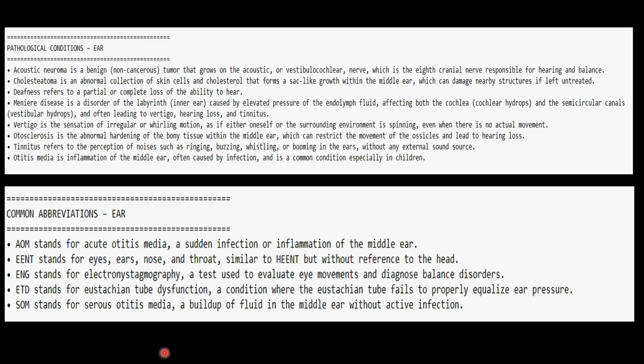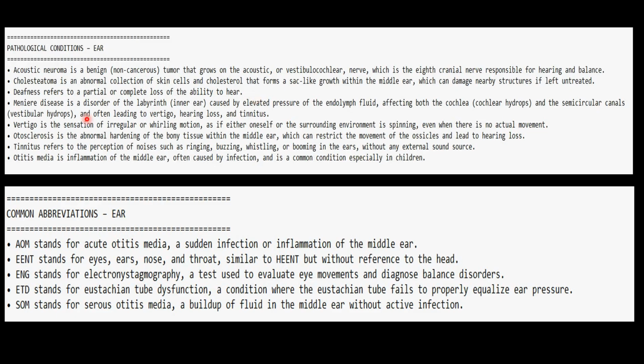Third thing is deafness. Deafness is a condition which refers to a partial or complete loss of the ability to hear. So if, due to any reason, partial or complete loss of hearing occurs in the patient, then that condition can be defined with the term deafness.